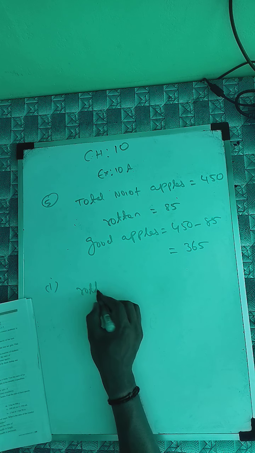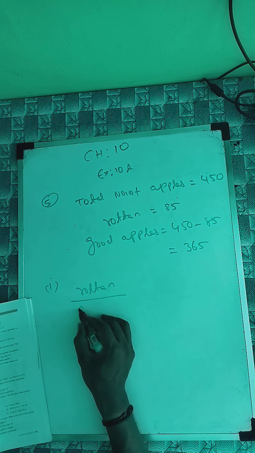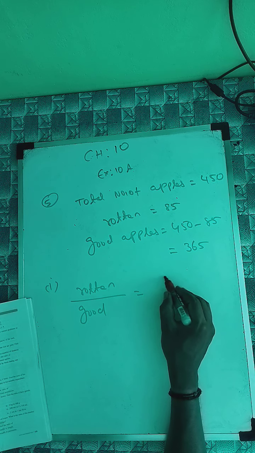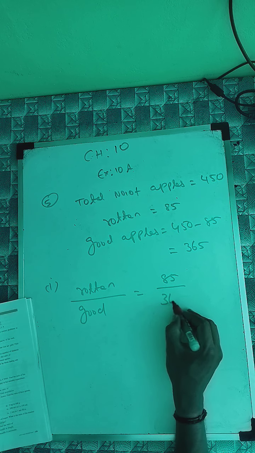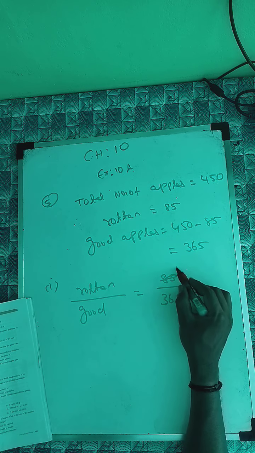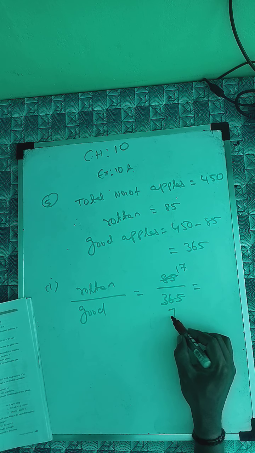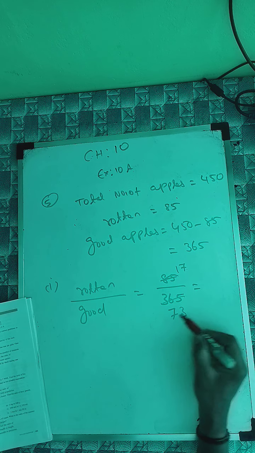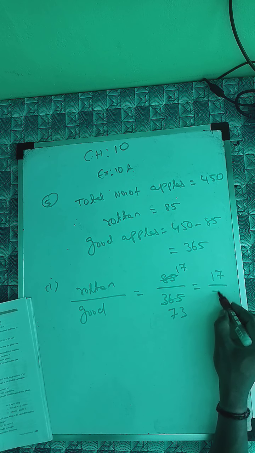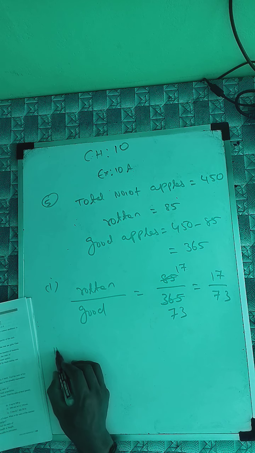So we have to find, for the first question, rotten apples to the good ones. The first one is rotten by good apples. So the rotten ones are 85, good apples are 365. So you cut it now: 7 fives are 35, remain 1, 15, 7 threes are 21. So 17 by 73.